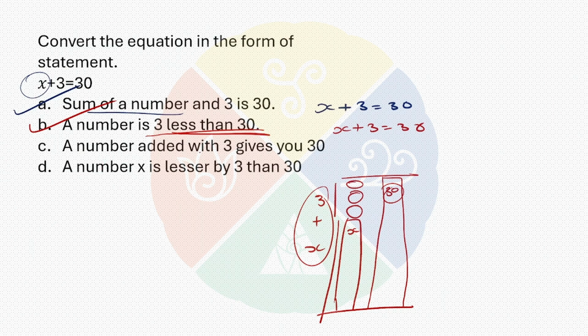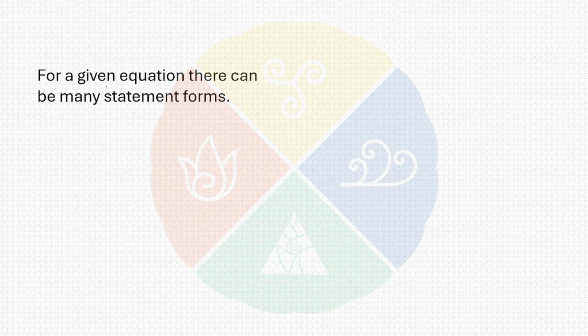Next thing, a number added with 3 gives you 30. That's also correct. A number x is lesser by 3 than 30. A number x is there, exactly like this scenario. It is lesser than 30 by how much? 3. To make it equal, I have to add 3. So this is also correct. All the statements are correct for this problem. You see, the same equation can have multiple statement forms. For a given equation, there can be many statement forms.